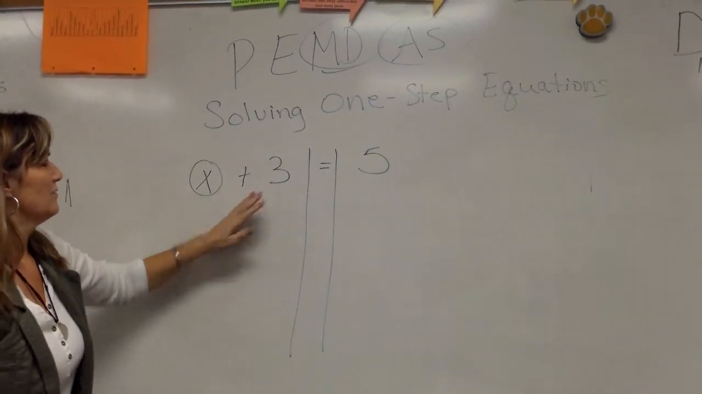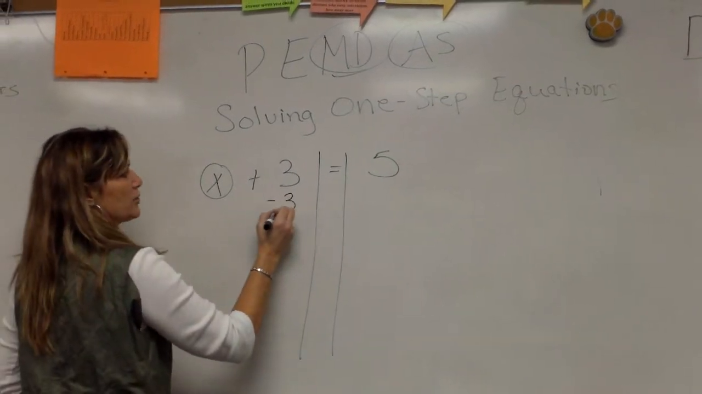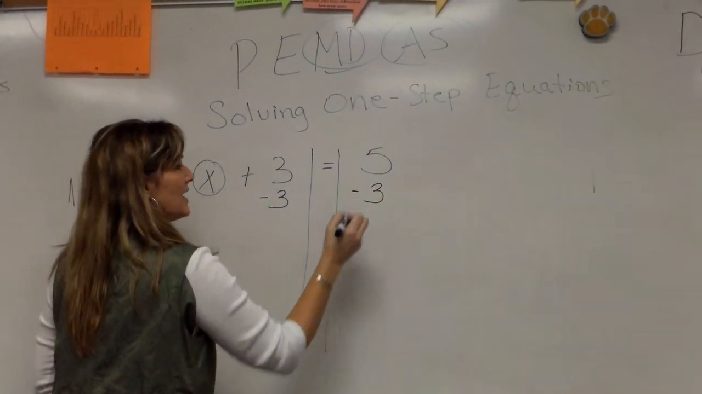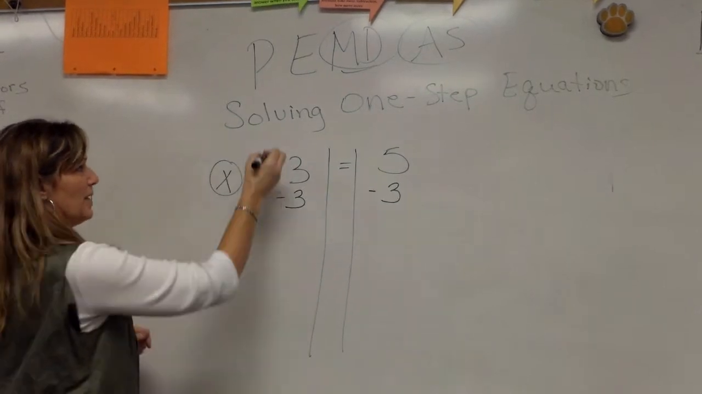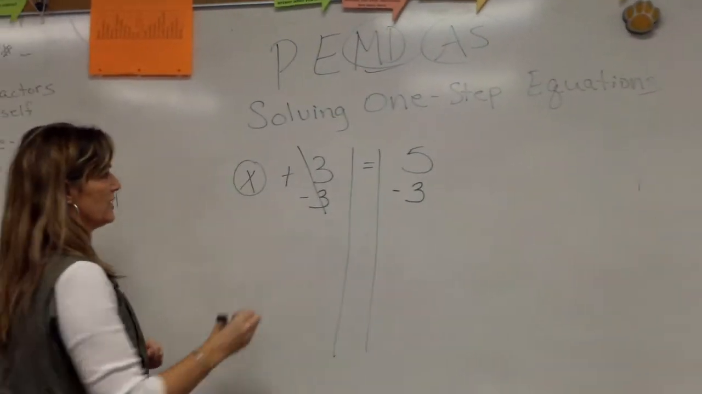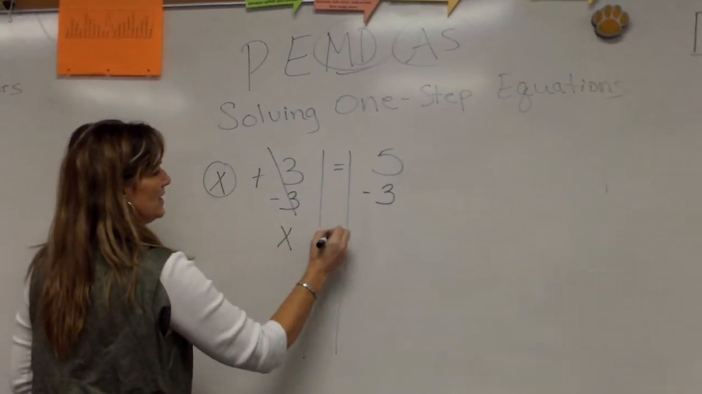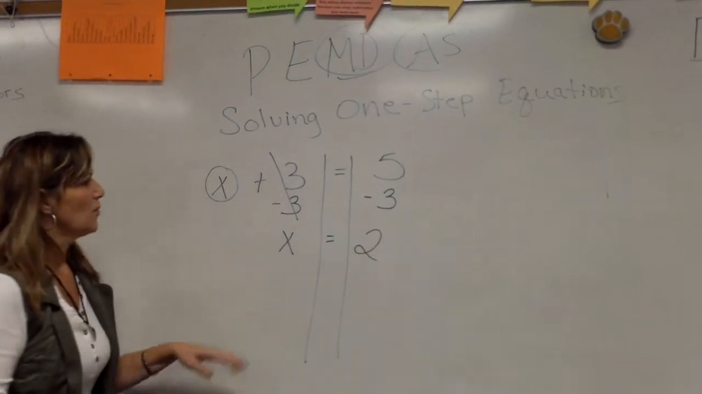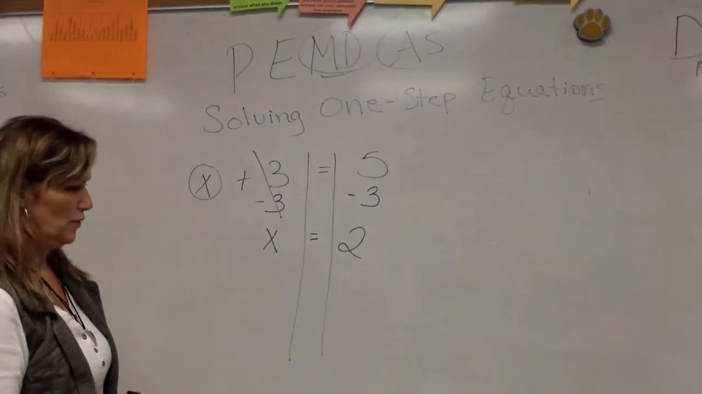What is the opposite of plus 3? Minus 3. If I do it to one side, I have to do it to the other in order to keep it balanced. 3 minus 3 is 0. X equals 2. So my answer is 2.